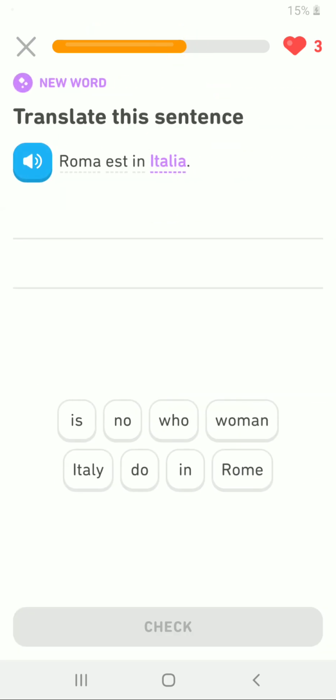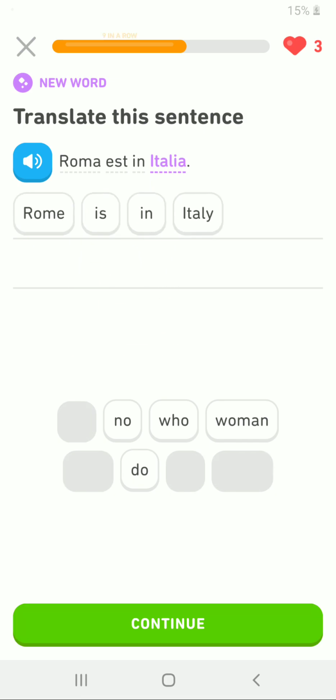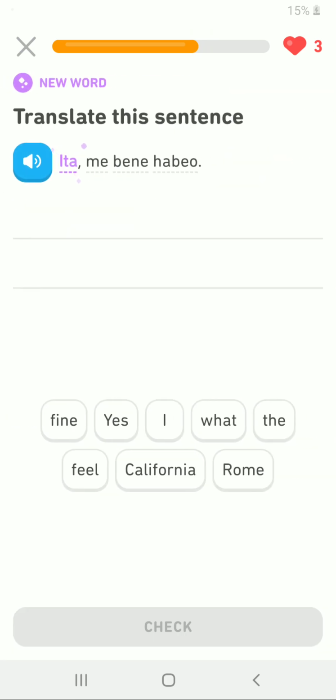Roma est in Italia. So this is the verb to be, est is. Roma est in Italia. Roma is in Italy, and that's true. Ita. Me bene habeo. Ita me bene habeo. Habeo is I feel good, yeah.